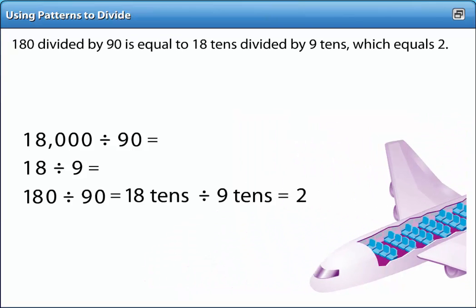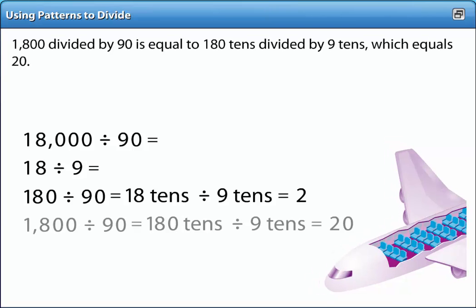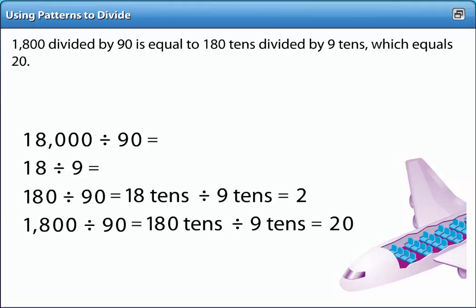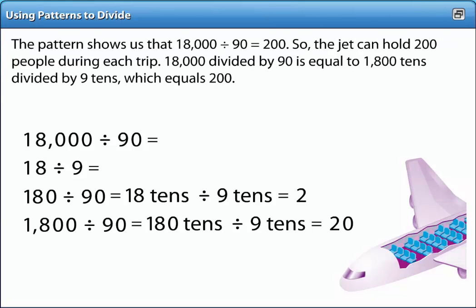180 divided by 90 is equal to 18 tens divided by 9 tens, which equals 2. 1,800 divided by 90 is equal to 180 tens divided by 9 tens, which equals 20. The pattern shows us that 18,000 divided by 90 equals 200. So, the jet can hold 200 people during each trip. 18,000 divided by 90 is equal to 1,800 tens divided by 9 tens, which equals 200.